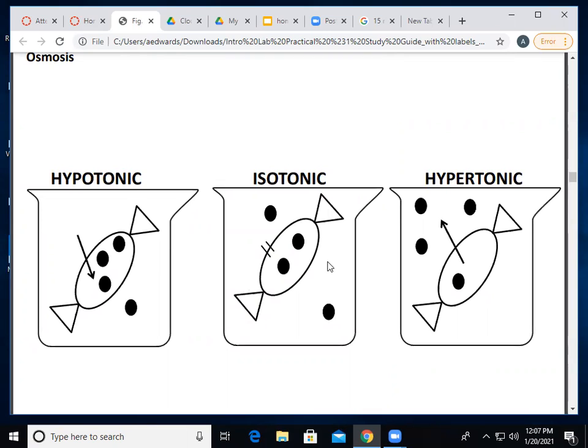Hypotonic, isotonic, hypertonic solutions. If the concentration inside and outside a cell or a bag is the same, we call that isotonic. Iso means same. Tonic has to do with concentration. So same. Hypo means low or lower. Hyper is higher. Tonic means concentration.